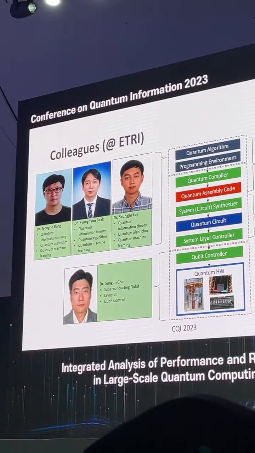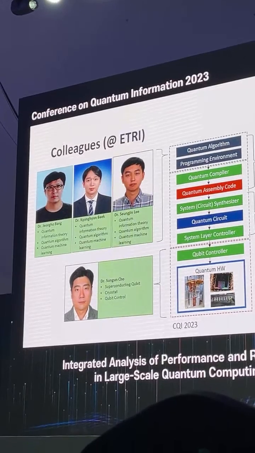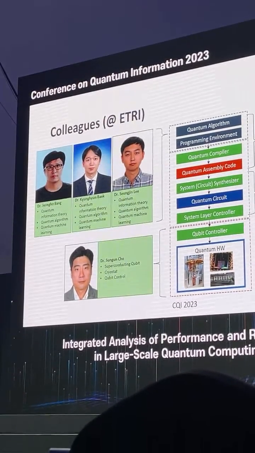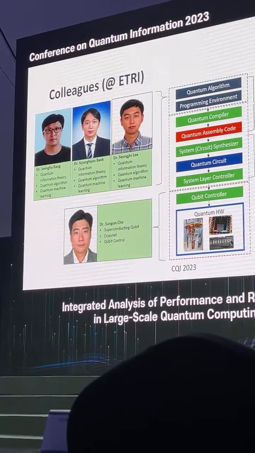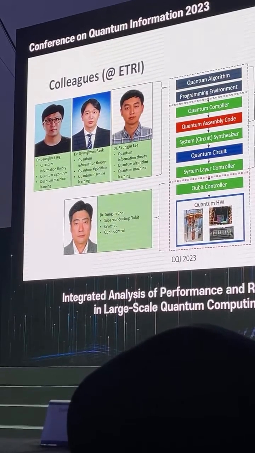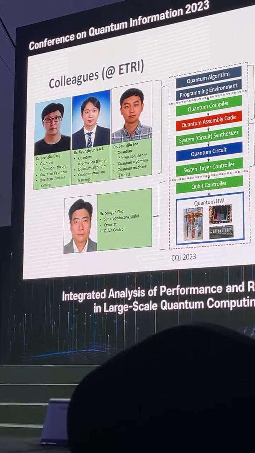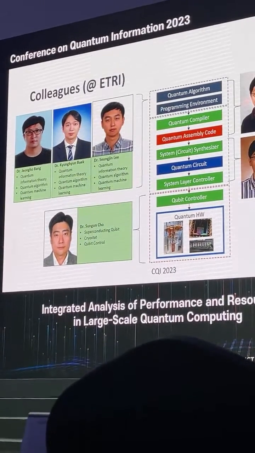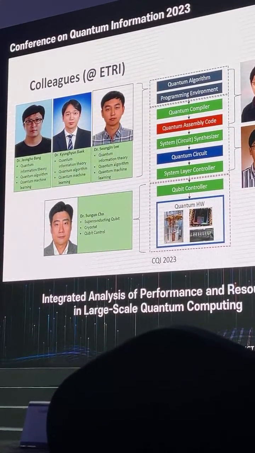And this is our team members and my colleagues. Somebody is working on information theory, algorithms and machine learning, and somebody is working on qubit control and superconducting qubits. I am working on data pressure and system modeling, and somebody is working on compilers and circuit optimization. Okay, that's it. Thank you.